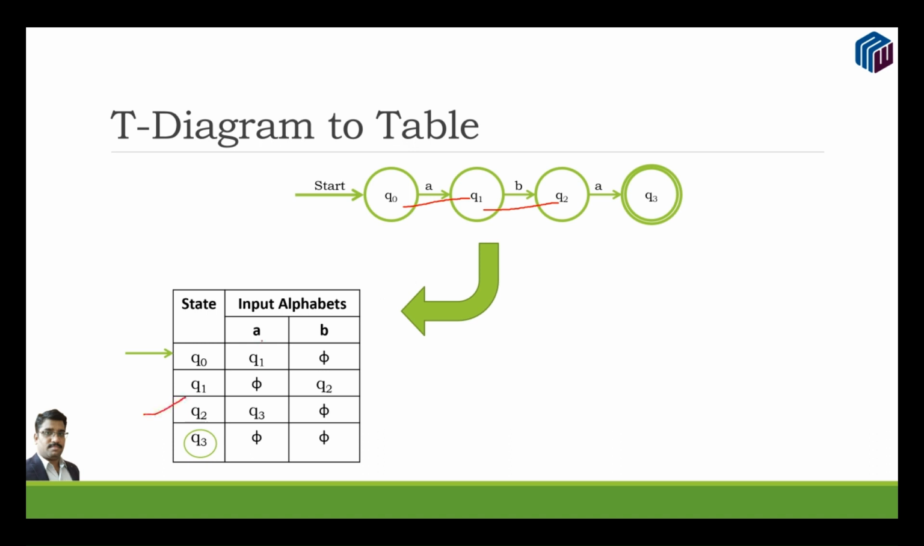Q2 on A, we are moving to the state Q3. There is no transition for Q2 on B, so we represent it as phi. Q3 is a final state and does not have any transitions, so we're keeping it as phi phi. Okay, this is the way we represent the transition diagram as a transition table.